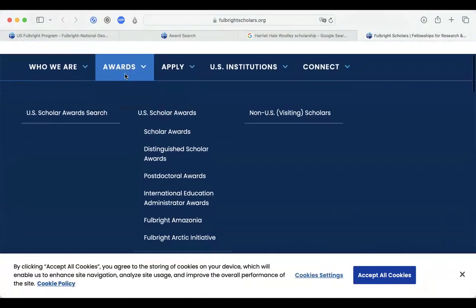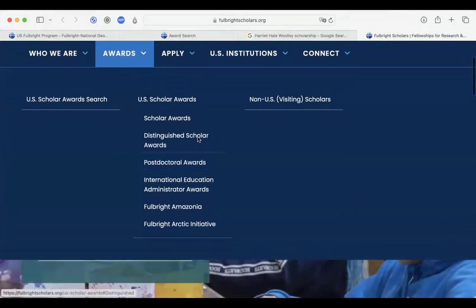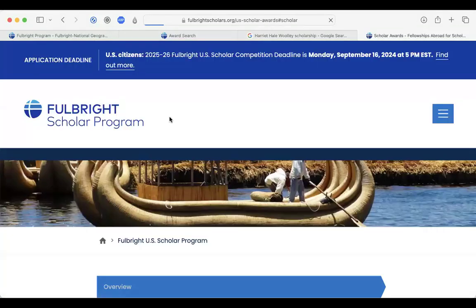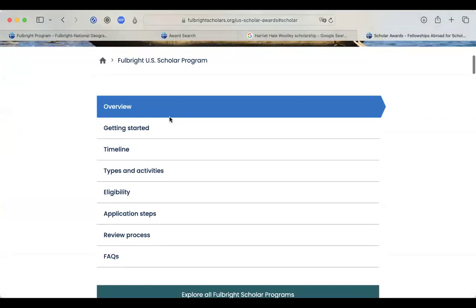Now you'll see just from our menu here that there are a variety of awards, and they'll tell you a little bit about what they have in mind. So International Education Administrator, just what it sounds like. Those tend to be shorter exchanges because you have your other job. Postdoctoral, people have completed their doctorate and they're usually early career faculty, early career after they've received a doctorate. Well, let's take a look at these scholar awards here.